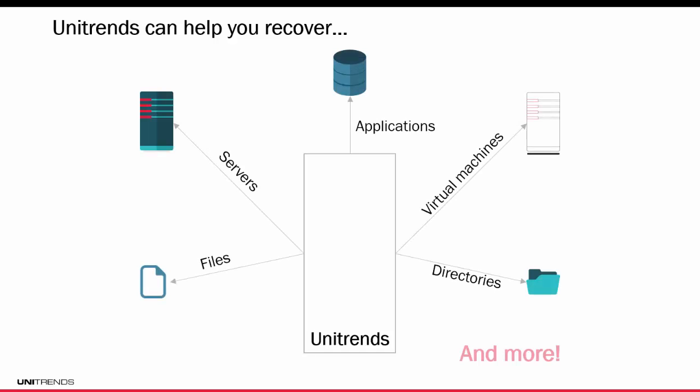As we discussed in Module 2, Unitrends backs up at three main levels: the file level, the hypervisor, and the application level. With Unitrends, we can help you recover all sorts of different things within your data center, such as files, servers, applications, virtual machines, directories, and much more. We're going to dive in and look at the different things we can recover and how.